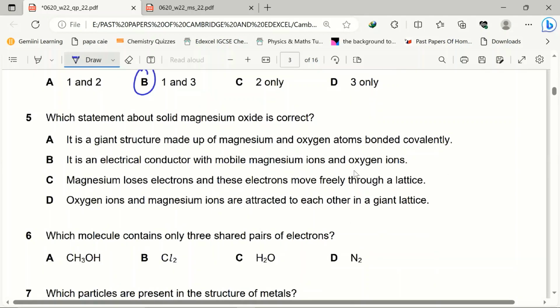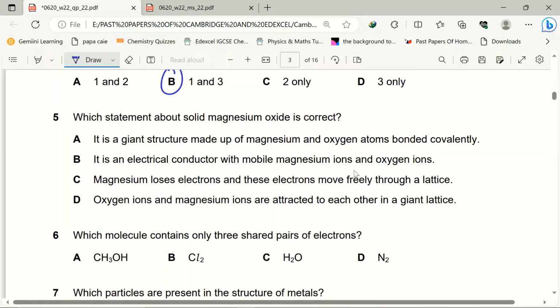Next question, number 5. Which statement about solid magnesium oxide is correct? You know, magnesium oxide is a giant ionic compound. So it is a giant structure, that is true, made up of magnesium and oxygen atoms bonded covalently. No, it's not bonded covalently. It is an ionic compound. It is an electrical conductor with mobile magnesium ions and oxygen ions. Solid ionic compounds do not conduct electricity. This is false.